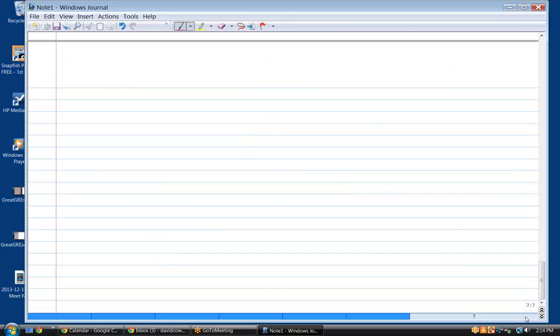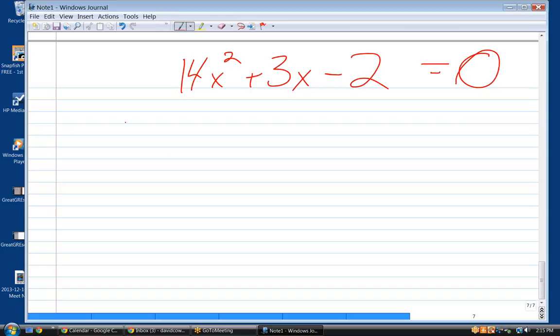Okay. All right, so I have another factoring one. Okay. So it's 14x squared plus 3x minus 2 equals 0. Okay, now we have more choices. Because 14, I could do 14 and 1, or I could do 7 and 2.